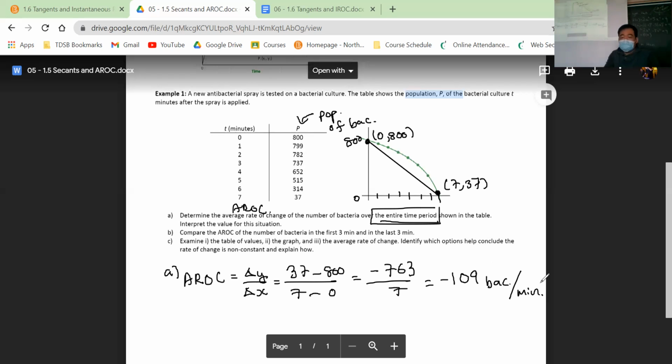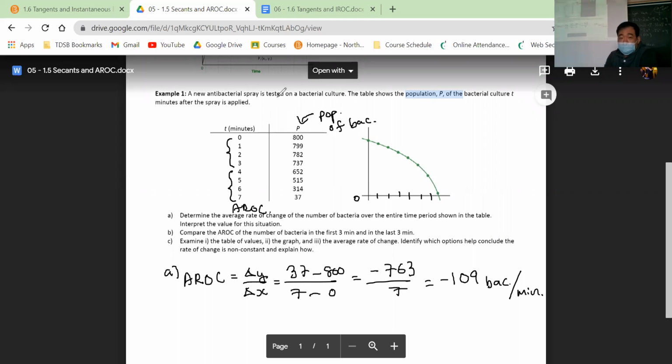So again, it's very simple. The formula is from grade 9, but does it make sense in this context? The slope is causing something to drop over a certain period of time. Compare the AROC of the number of bacteria in the first 3 minutes and in the last 3 minutes. So again, I'm forcing you to do the slope formula. This time, I'm going to erase this. You can draw the secants if you want, but I'm asking you to calculate the rate of change for the first 3 minutes, and then calculate the rate of change between the last 3 minutes.